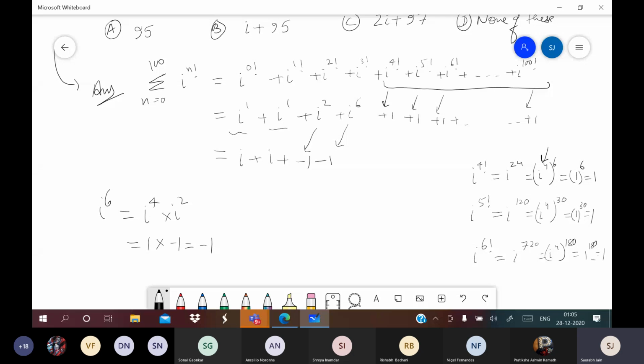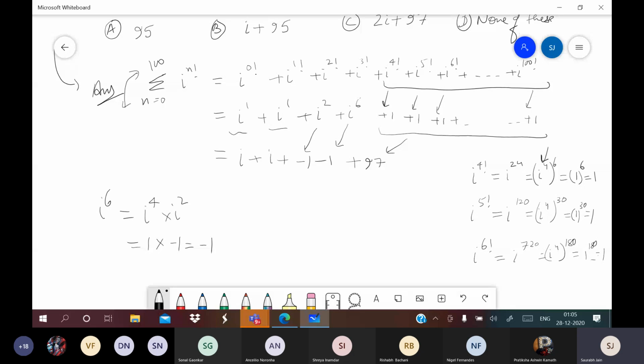This will be a negative value. And how many times is 1 there? If you watch carefully, it is 97 times. Why? Because if you see, there were a total of 101 terms.